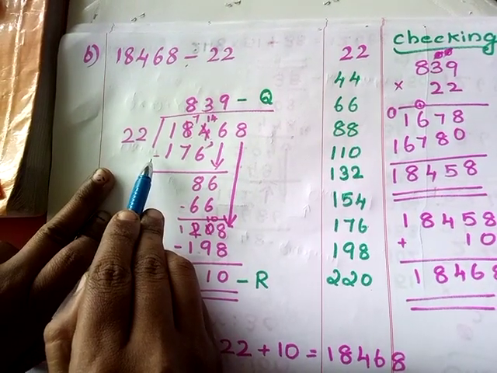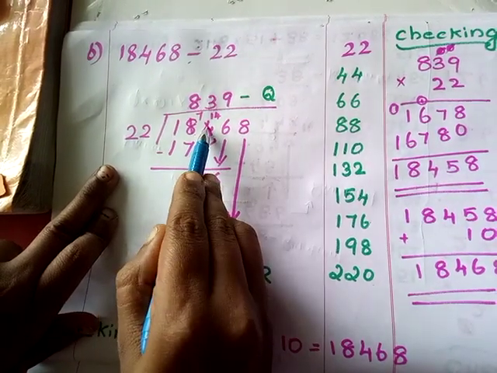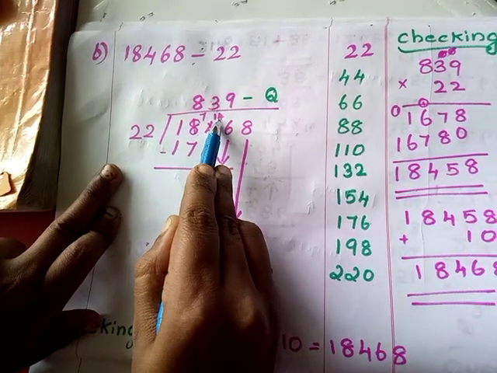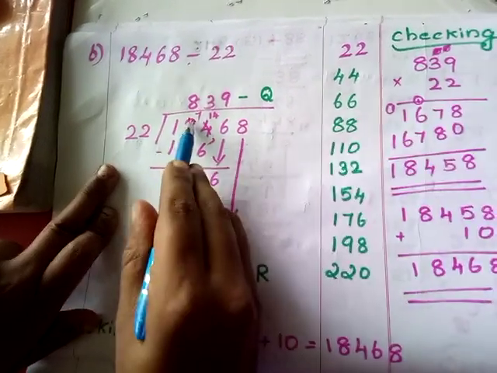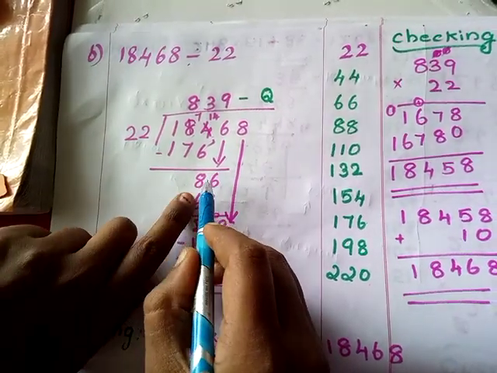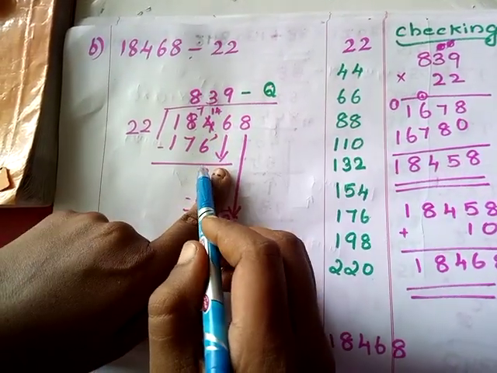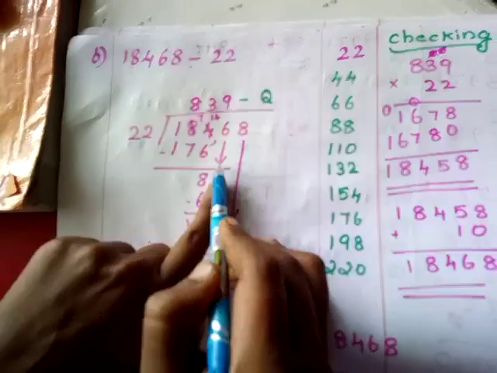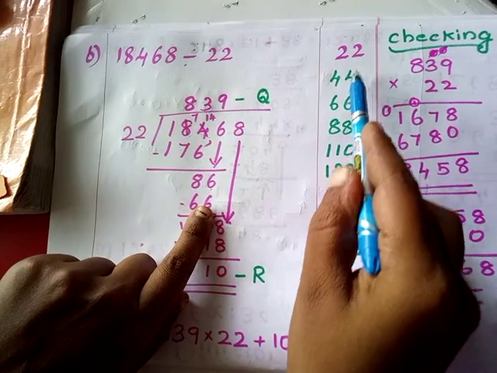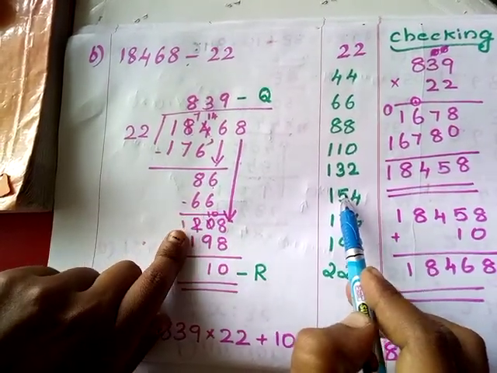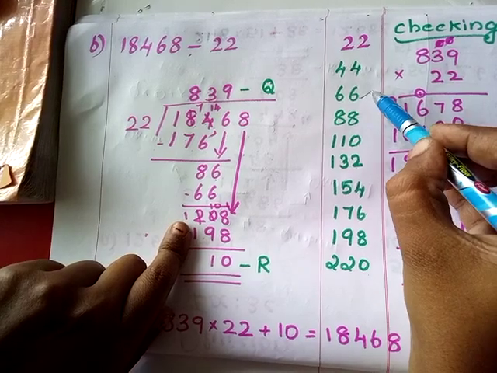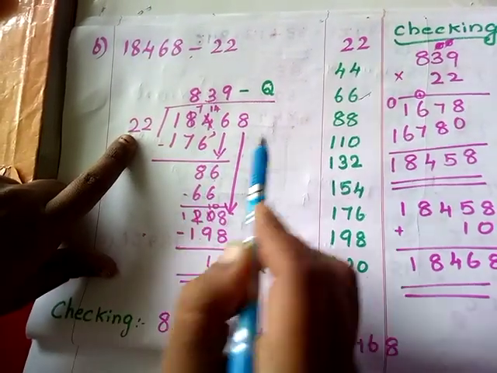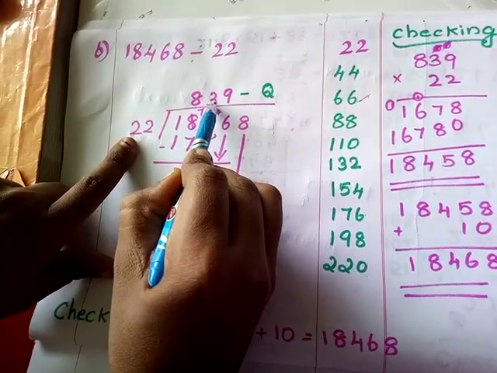Now what I have to do? I have to subtract. So 4 minus 6 is not possible. So regrouping, 8 becomes 7 and 4 becomes 14. 14 minus 6 is 8 and 7 minus 7 is 0. So leave it. So here it is 8 after subtraction. 8 cannot be divided by 22, so I bring 6 down. So this becomes 86. 86 is not there in 22's table. So I can take 66, which is smaller than 86. So 66 is written over here, and how many times? 3 times. So I have written here 3.